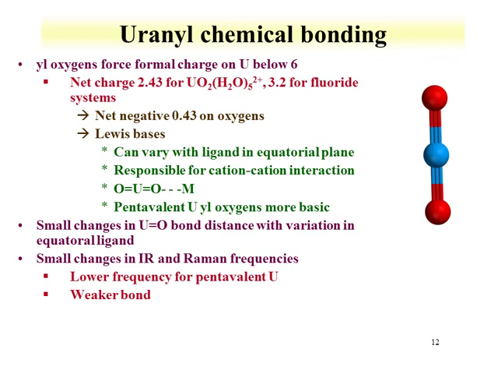As we've already stated, the uranyl is UO2 2+. So these yl oxygens force a formal charge on uranium which is below its 6+ oxidation state. Now the net charge on the metal ion is actually a little bit larger than 2+, estimated to be between 2.4 for the water system and 3.2 for the fluoride system. And since the overall charge is +2, that means the oxygens are going to have net negative charges on them. This has been exploited for forming metal complexes with these yl oxygens.